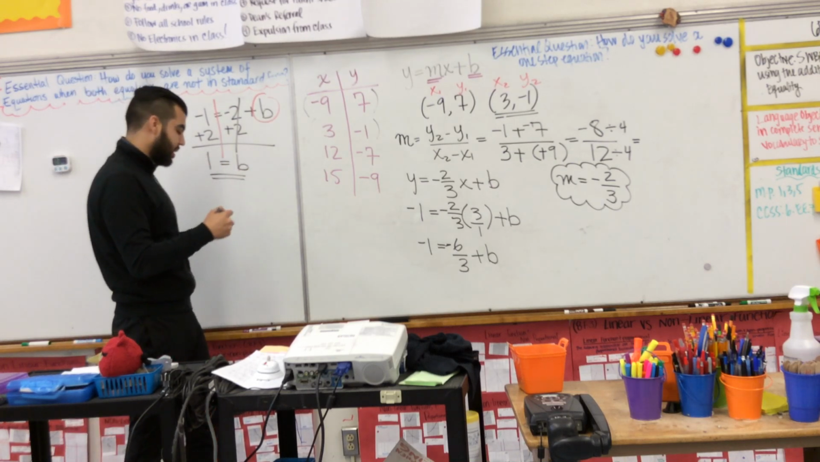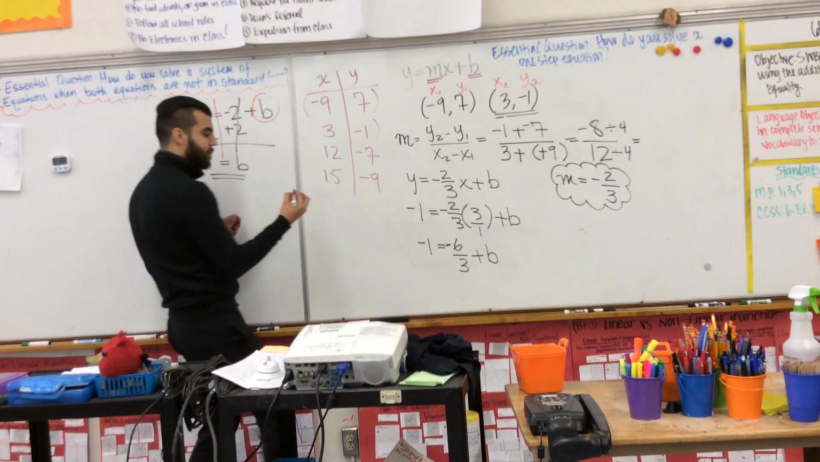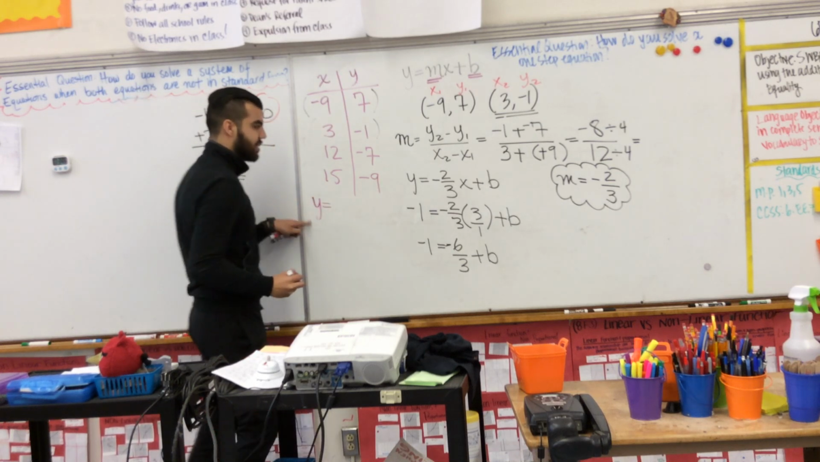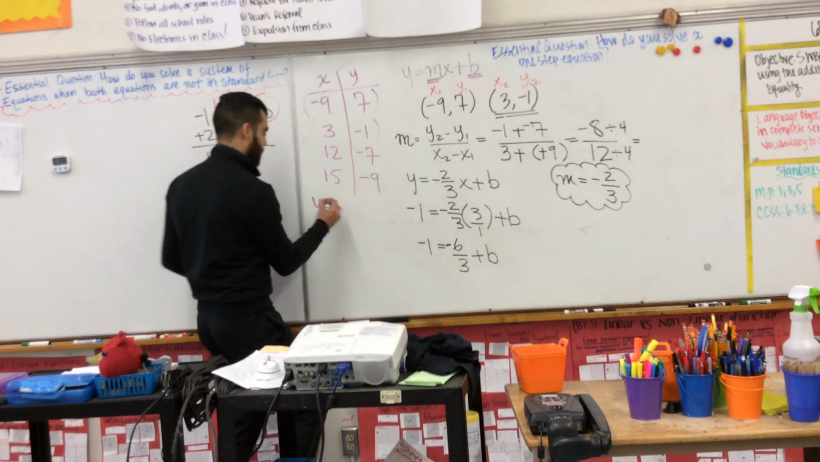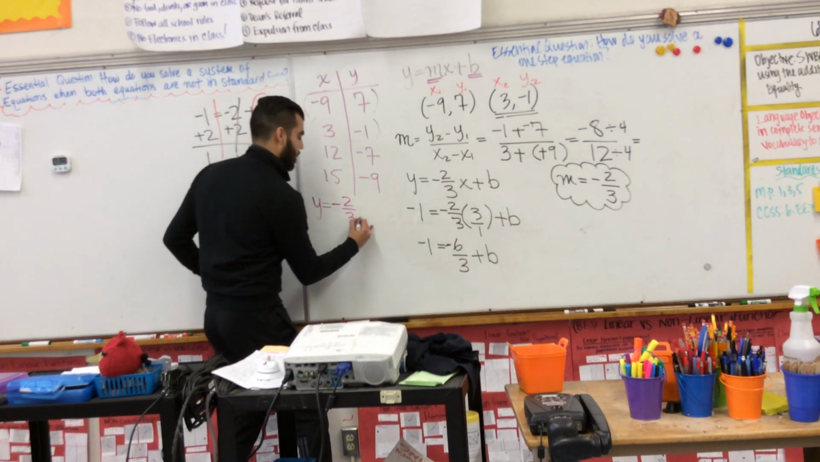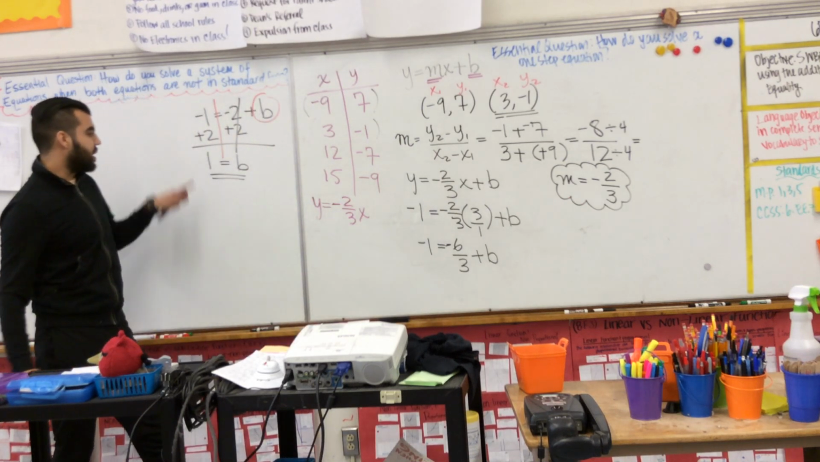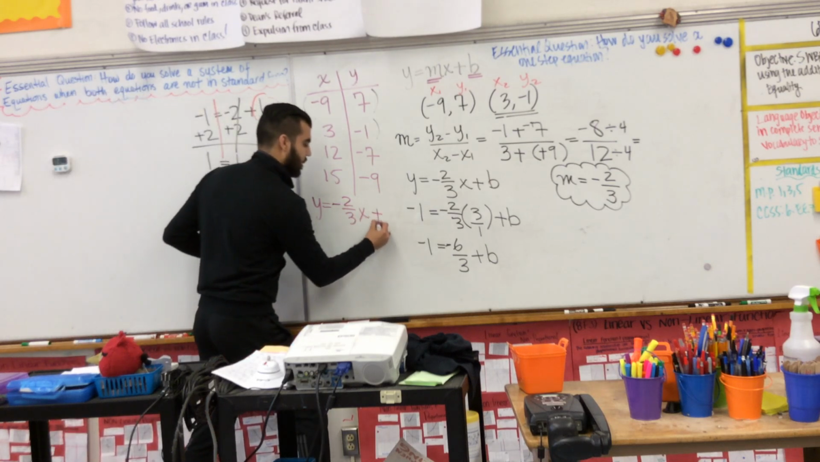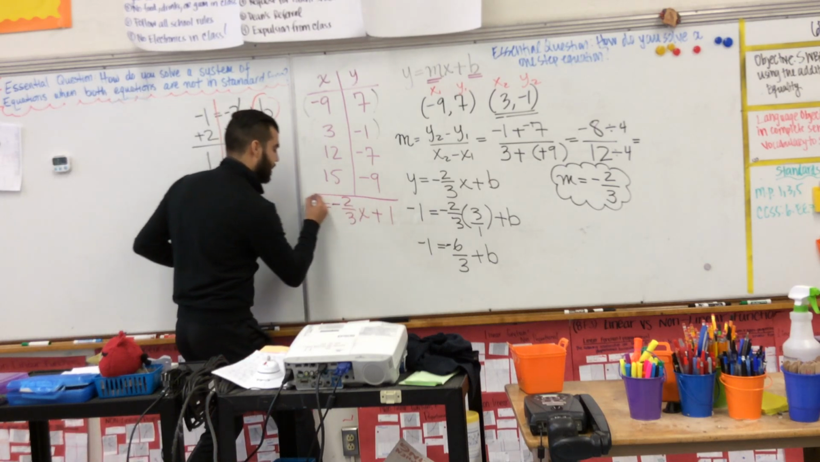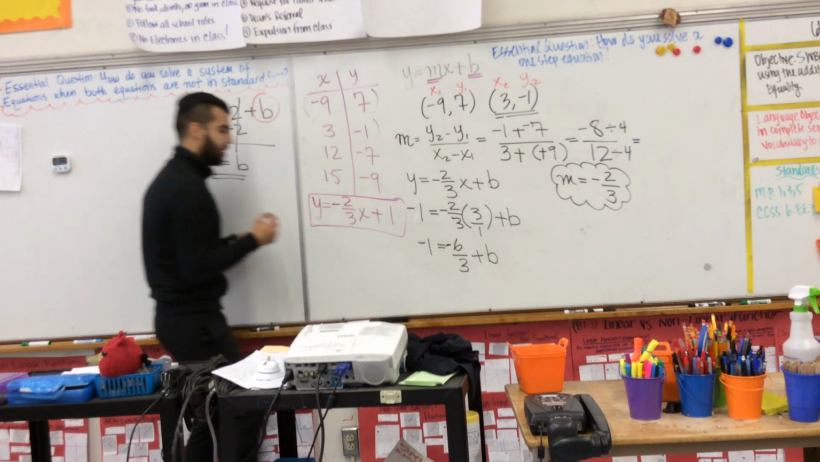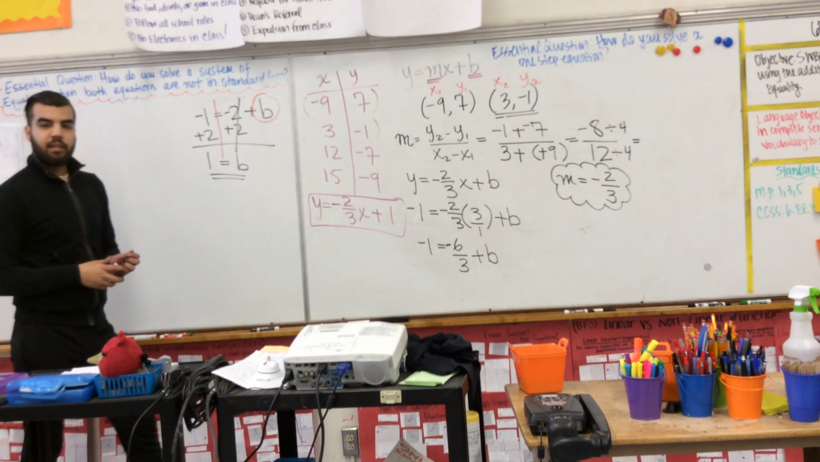Now put it all together, and the equation of the line should be y equals my slope, which was -2/3 x plus b, plus 1. This right here is your final answer. That's the equation of this line.